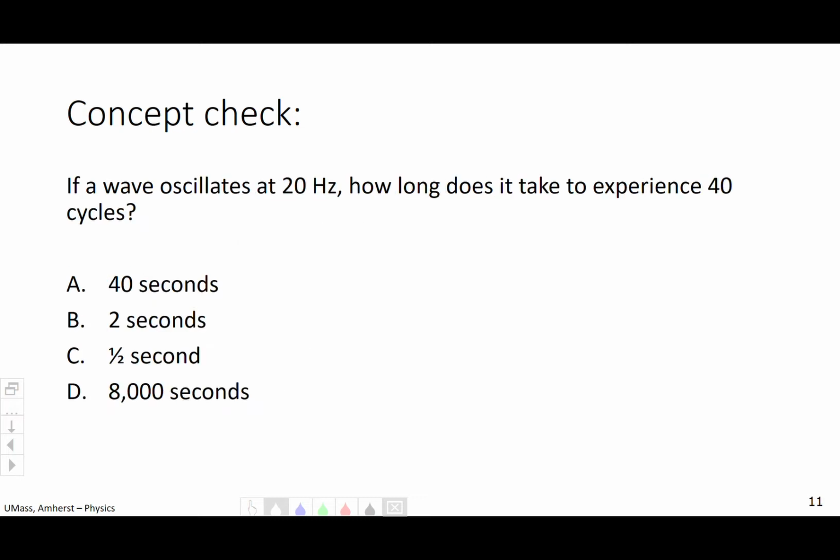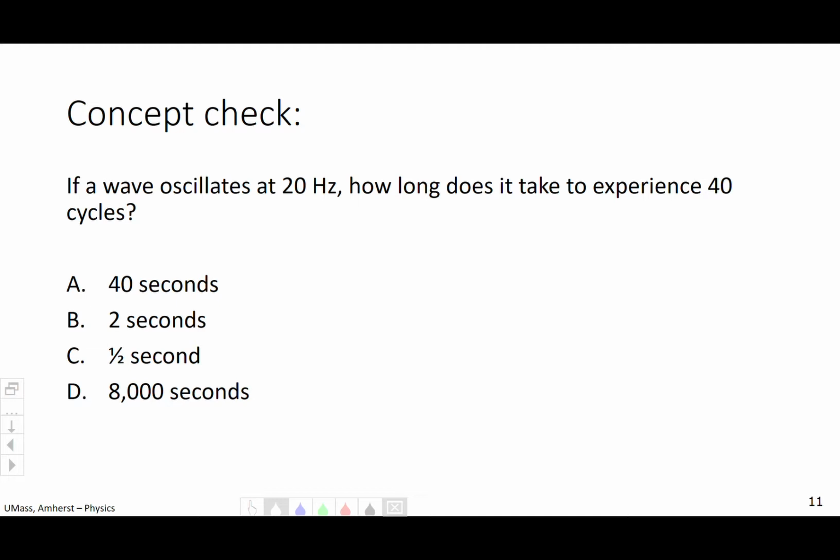Okay, if a wave oscillates at 20 hertz, how long does it take to experience 40 cycles? So why don't you pause this for a second, try to work it out and come up with an answer, and then start it when you have an answer. All right, you should have an answer by now. So let's figure it out.